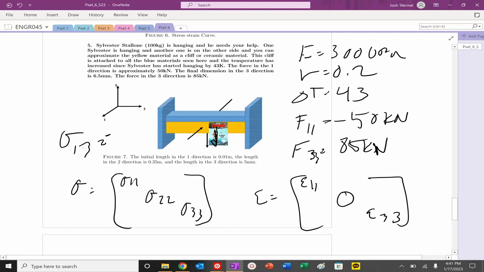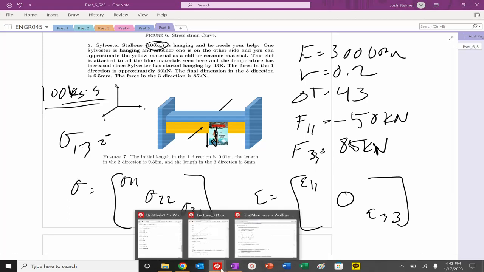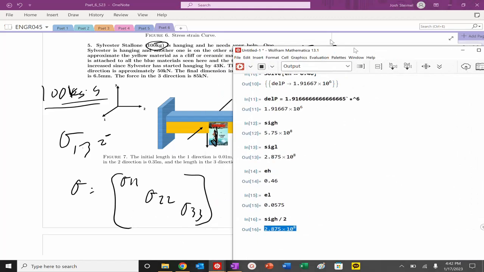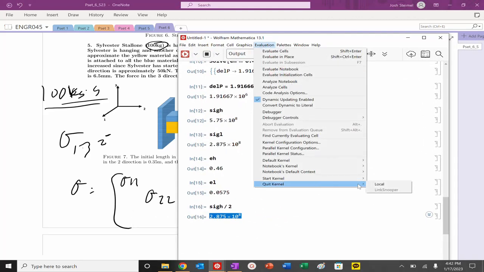And what is the stress? Well, the force is 100 kg times gravity, 9.8, divided by the area, which is effectively given here. So a lot going on in this problem. So let's start by actually writing everything out.